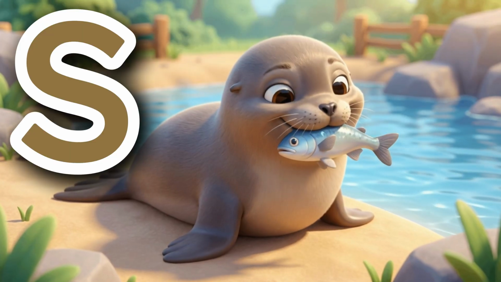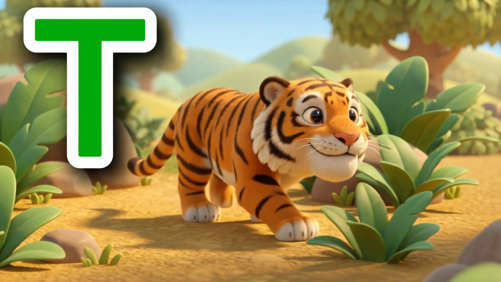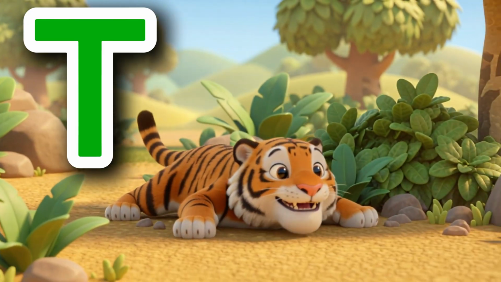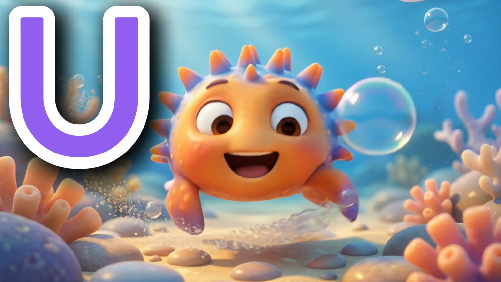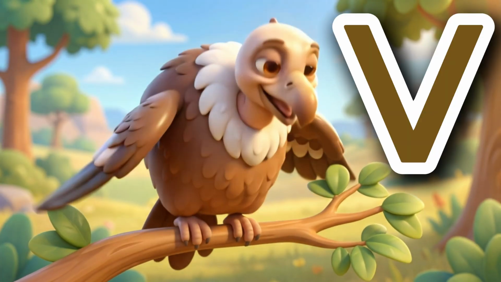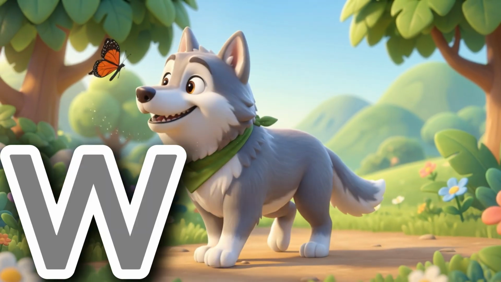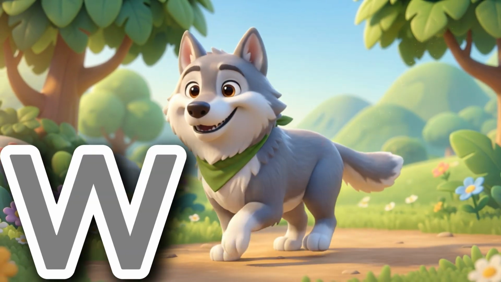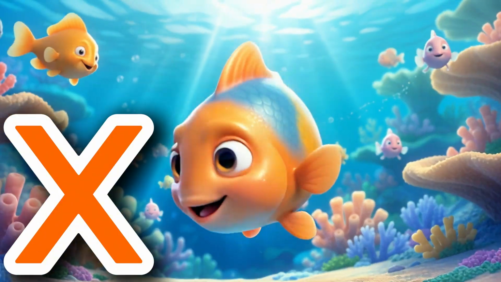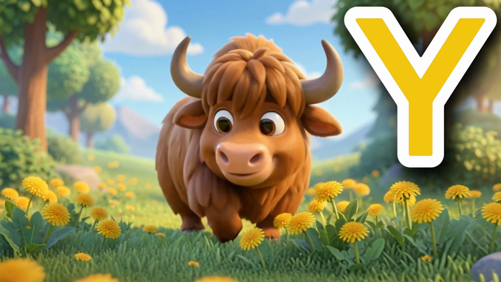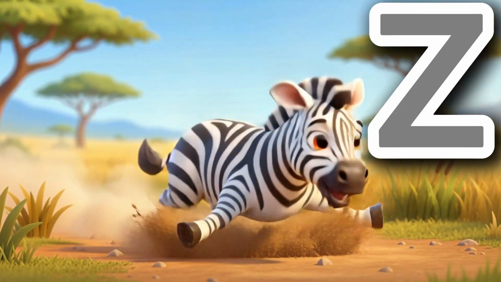Rabbit. S is for seal. Seal. T is for tiger. Tiger. U is for urchin. Urchin. V is for vulture. Vulture. W is for wolf. Wolf. X is for x-ray fish. X-ray fish. Y is for yak. Yak. Z is for zebra.